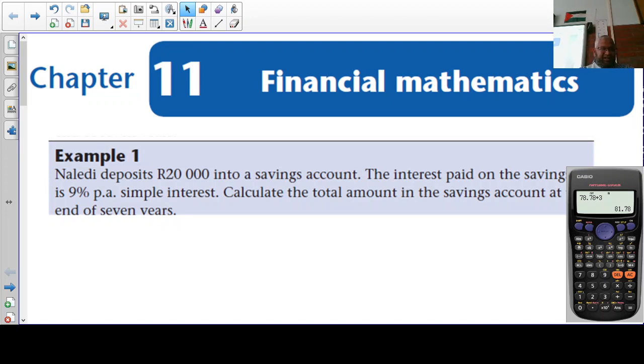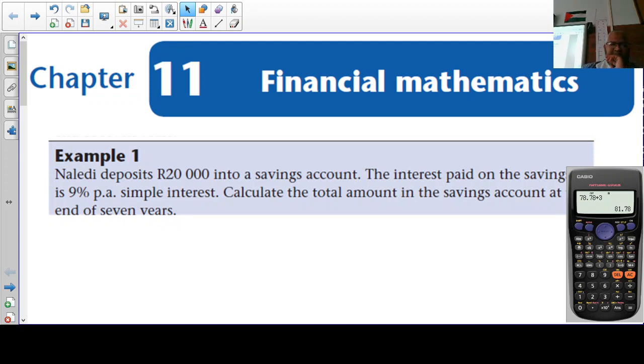Then we are told that interest is also paid out on savings and investments. So if you invest money into a financial institution, you also get an interest back, a kickback. So we get two types of interest. We get simple interest and we get compound interest.